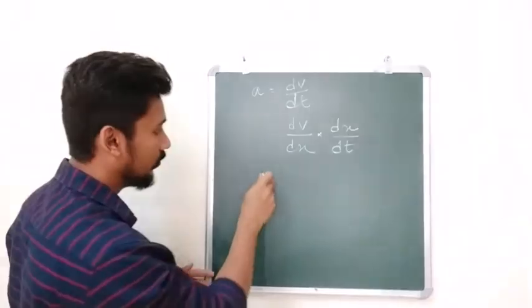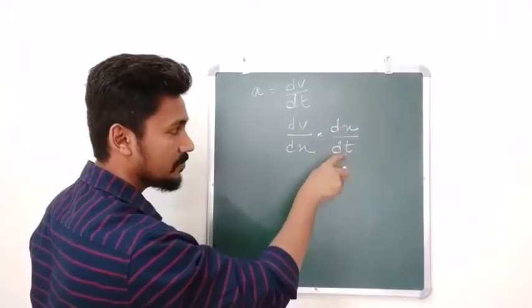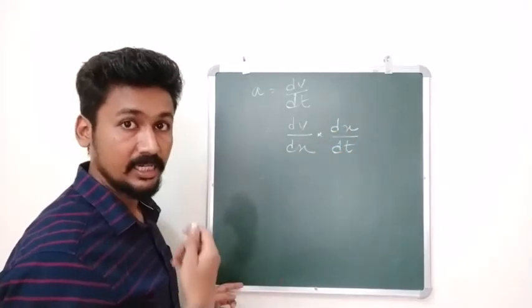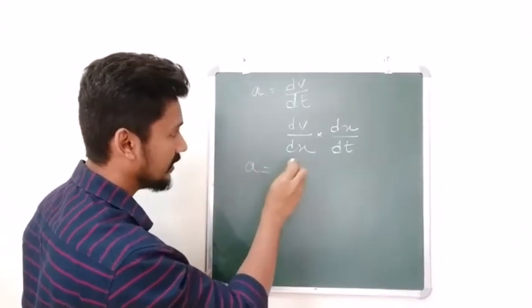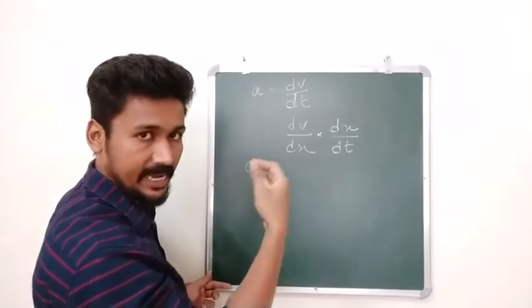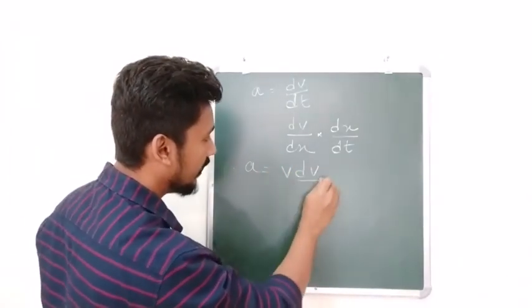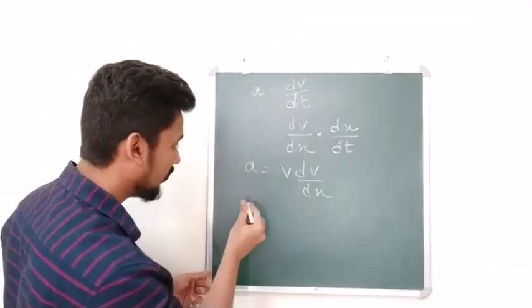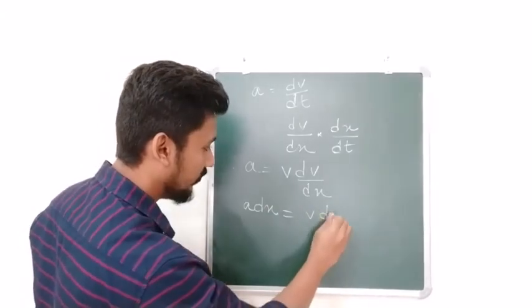Okay, but then now what do we get? We see that we are getting dv by dx and dx by dt. And what is dx by dt? Dx by dt is nothing but the velocity. So we can write this as, therefore a is equal to dx by dt directly becomes v. So we get a is equal to v dv by dx. Then let us take this dx on this side. So we will get therefore a dx is equal to v dv.